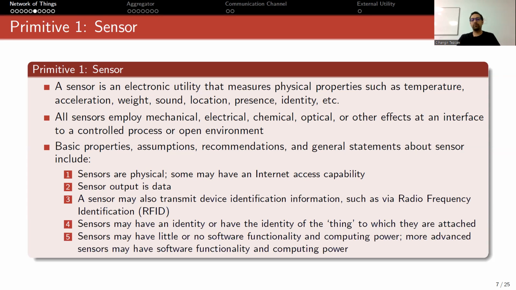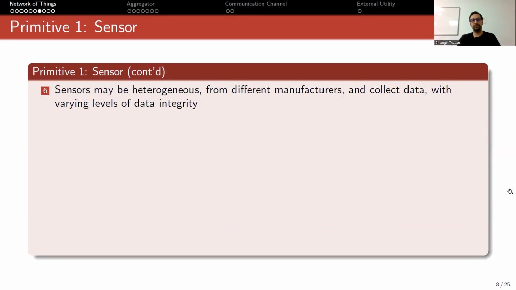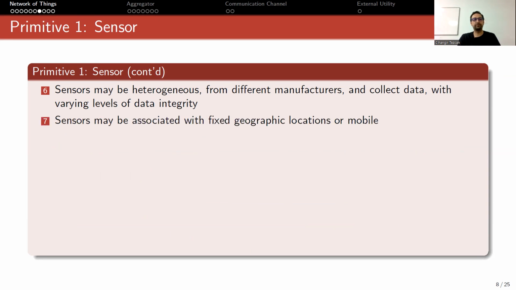Sensors may have little or no software functionality and computing power. More advanced sensors may have software functionality and computing power. Sensors may be heterogeneous, from different manufacturers, and collect data with varying levels of data integrity. This is important because even though you buy all of your sensors identical, years later you have to renew them or add more. And most probably the sensors you bought won't be on the market anymore, right? So you'll be putting in different sensors, so the system will be heterogeneous.